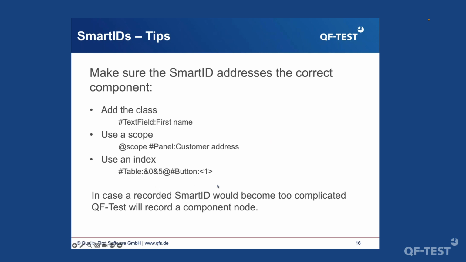And one thing is, if QF-test finds out that the SmartID would be too complicated, then it will automatically record a traditional component node. This you can customize via the QF-test options, but as we said, we want to keep simple things simple. The SmartID is normally just meant for basic or quite simple readable stuff, and if it gets too complicated, a real QF-test component might be a better option.